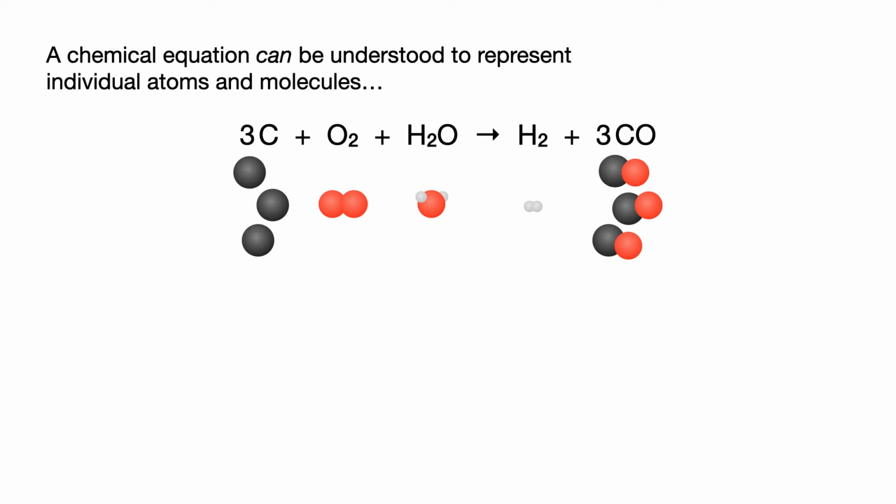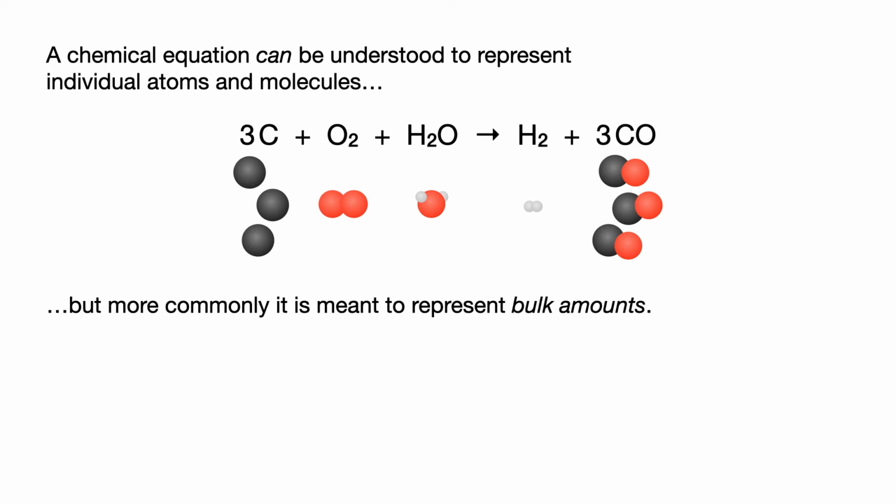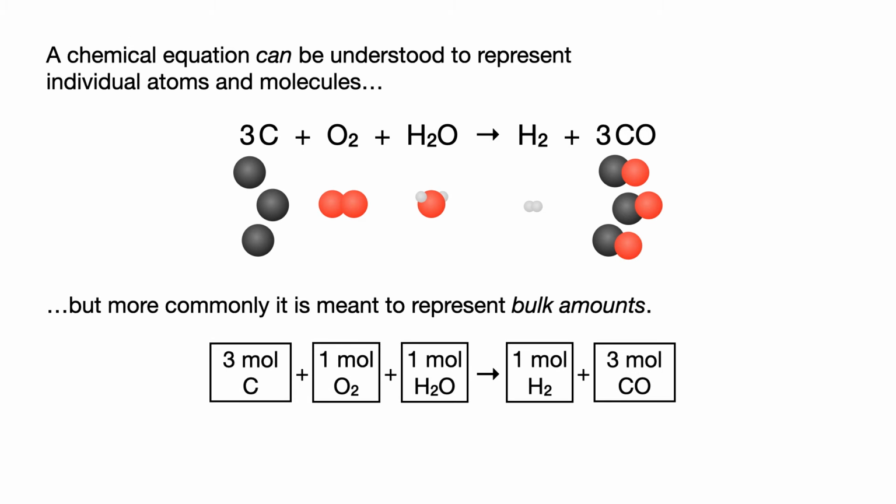But more commonly, when we write chemical equations like this, we're talking about reactions involving bulk amounts of the reactants and products. So not just a single set of atoms and molecules, but instead, in this case, we might have 3 moles of carbon reacting with 1 mole of oxygen and 1 mole of water to form 1 mole of hydrogen and 3 moles of carbon monoxide.